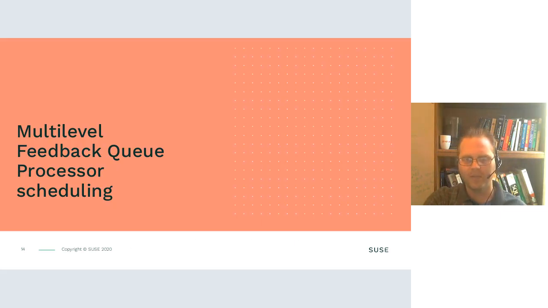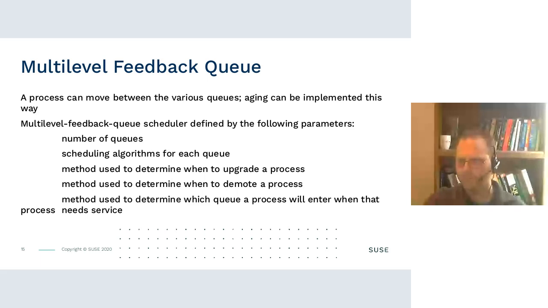Finally, the multi-level feedback queue is very similar to a multi-level queue, with one key difference. In a multi-level feedback queue, processes can move between queues. A multi-level feedback queue can be defined with as many or as few queues as are necessary, and which scheduling algorithm is used for each queue depends on the implementation.